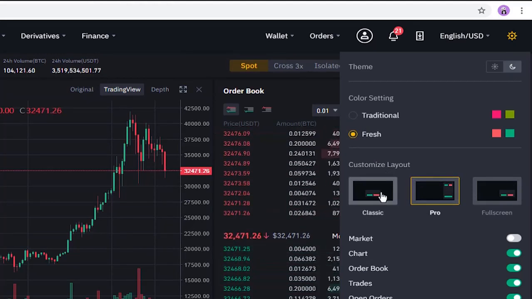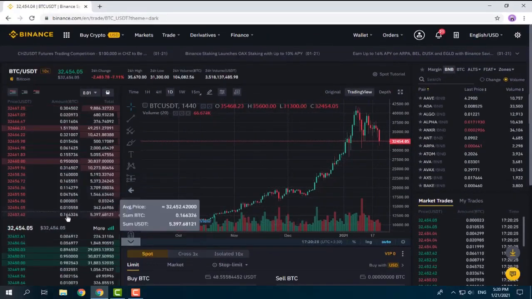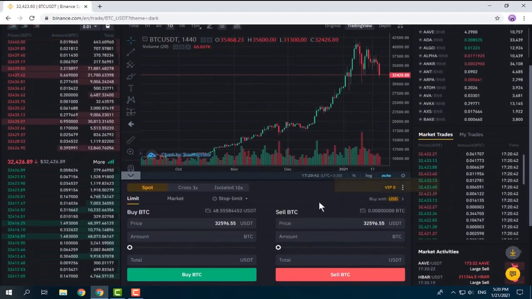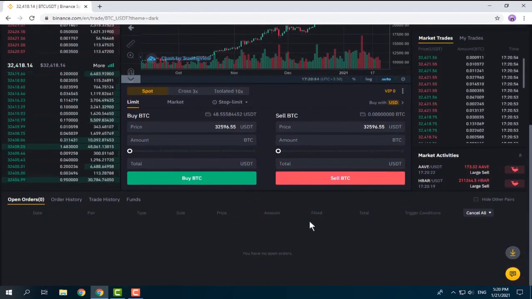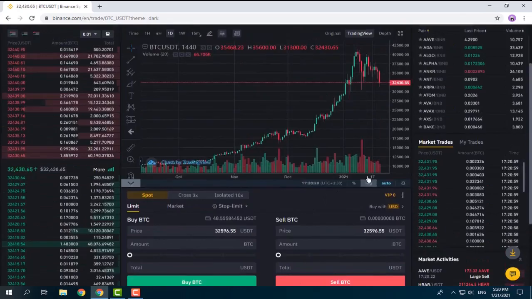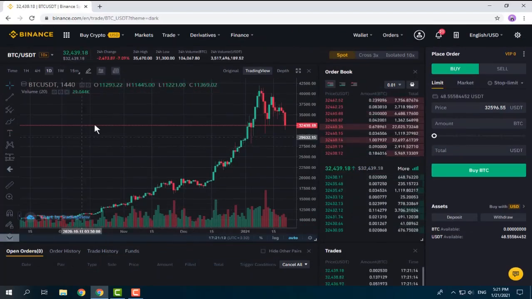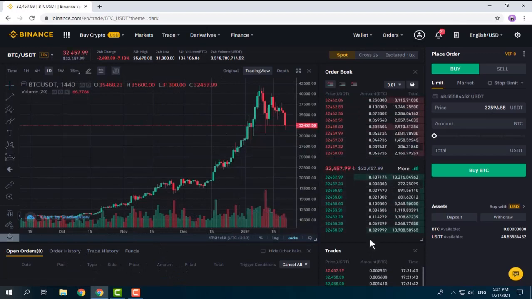By choosing classic, as you can see, the chart is in the middle of the window, the order book on the left, and the pairs and the market trades here on the right. You can place buy or sell orders here below the chart, and you can manage your trades here below everything. By choosing the pro or advanced layout, you see that the chart is on the left, and below that you can manage your trades and you can access the pairs here above the chart, order book and trades here in the middle, and you can place buy or sell orders here on the right side of the window.